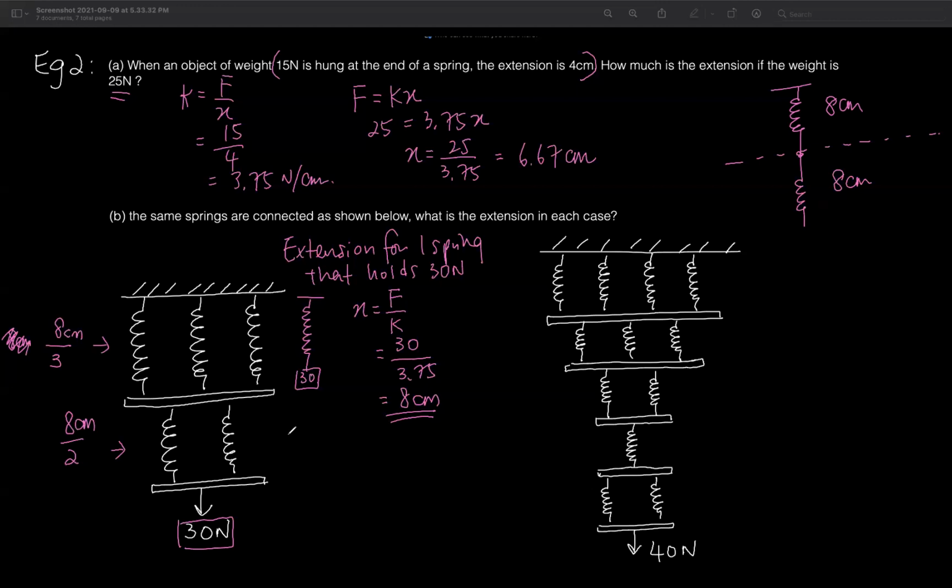So 8 divided by 3, that's about 2.67 cm. And 8 divided by 2, that is 4 cm. So level 1 is 2.67, level 2 is 4. Total extension would be 2.67 plus 4, 6.67 cm for this system.